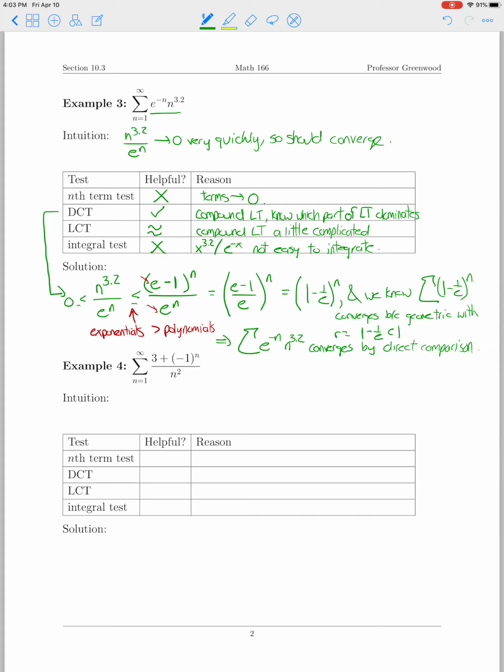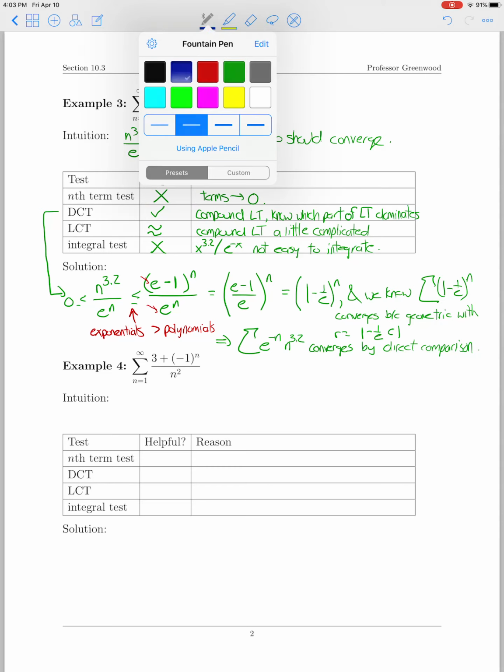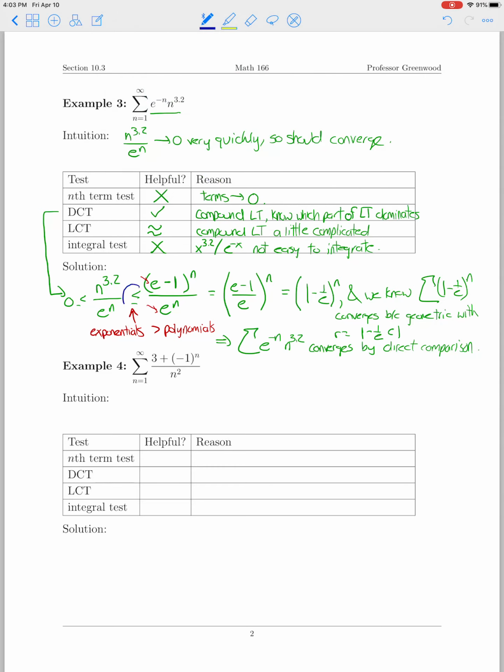Okay, so I should mention that one thing about this is a little bit wishy-washy, which is the inequality that I said right here, because I sort of said this intuitively by saying that polynomials are less than exponentials in the long run. So this inequality might not actually be true for every value of n, but I don't care about that because the point is that it's true for all n that are large enough. And that's all I need in order to compare series.